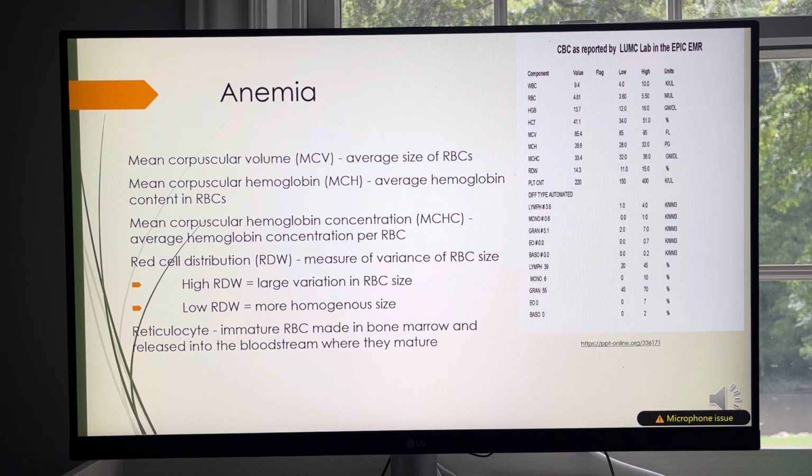So if you see a patient who has a low red blood cell count and a low H&H, hemoglobin hematocrit, generally the next two things you're going to look at are the MCV and the MCHC. You don't even need to bother with the MCH. The red cell distribution is just the variance of the sizes of the red blood cells. So if there's an elevated distribution, there's going to be a lot of different sizes. If there's a low distribution, they're all going to be mostly the same size.